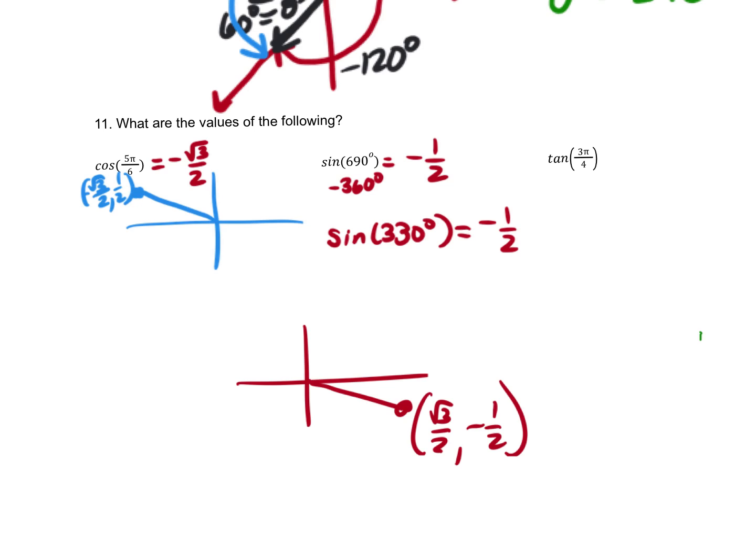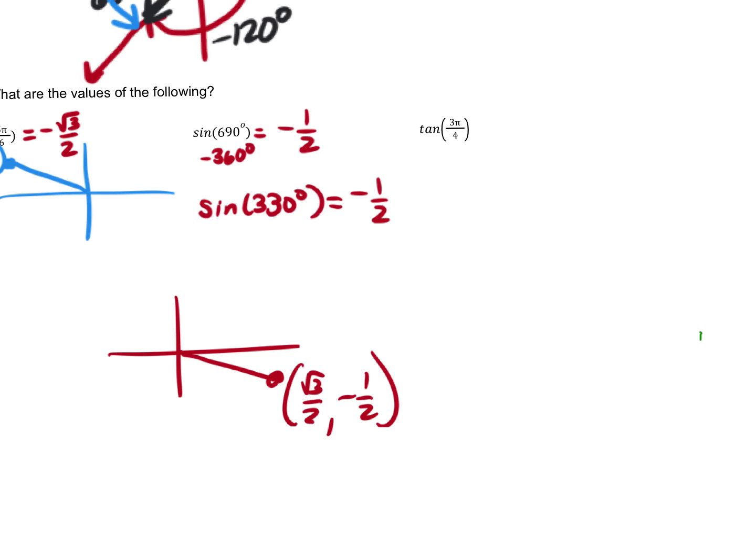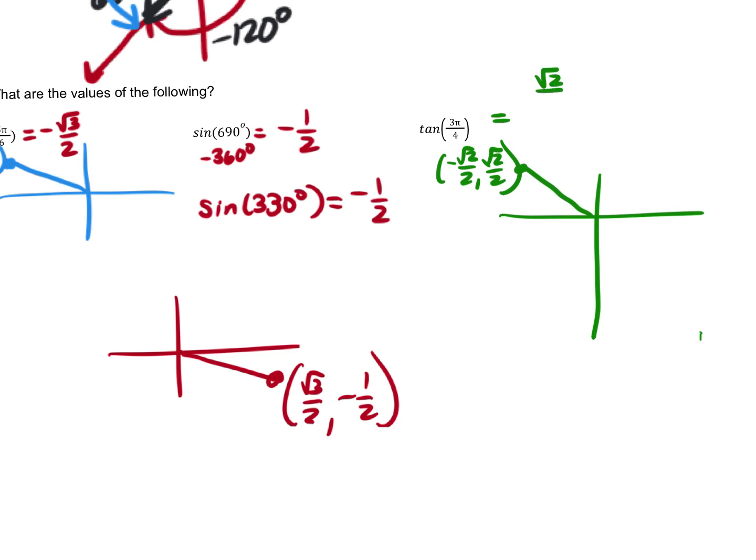Last one is tan of 3 pi over 4, which again is on our unit circle. If I look at 3 pi over 4, it's over here in quadrant 3. Nope, that's not right. It's in quadrant 2. So 3 pi over 4 gives me negative radical 2 over 2, comma, radical 2 over 2. So sine is y, cosine is x, tan is y over x. So it's radical 2 over 2 over negative radical 2 over 2. Cancel the 2's, cancel the radical 2's. This is simply just negative 1.